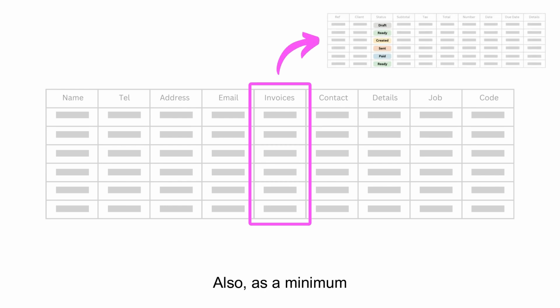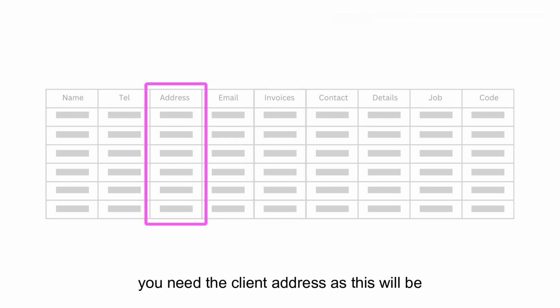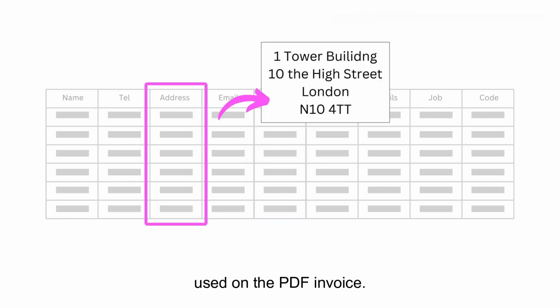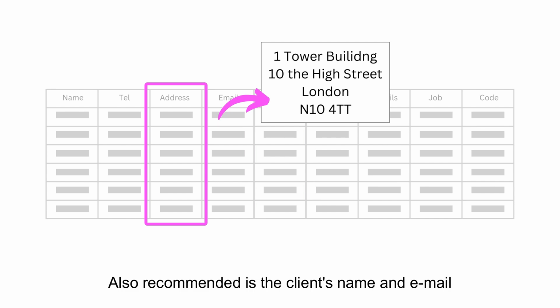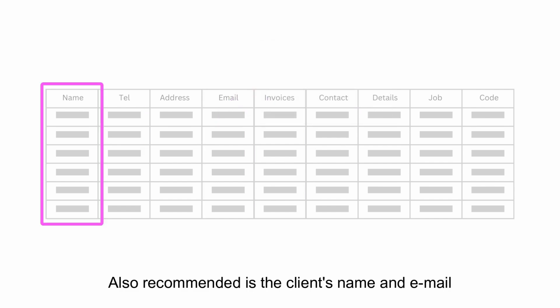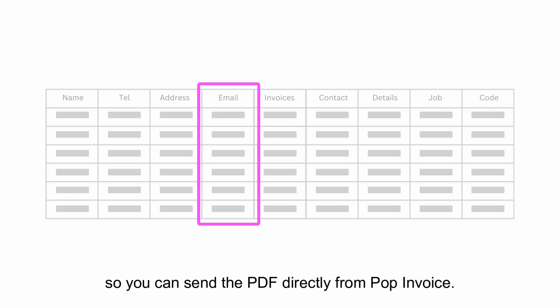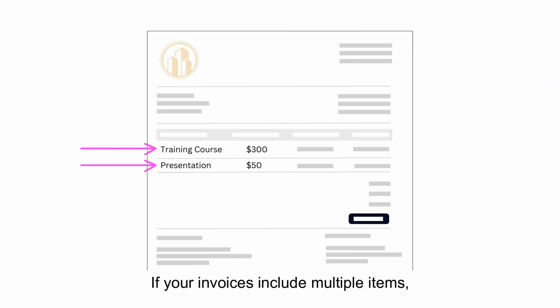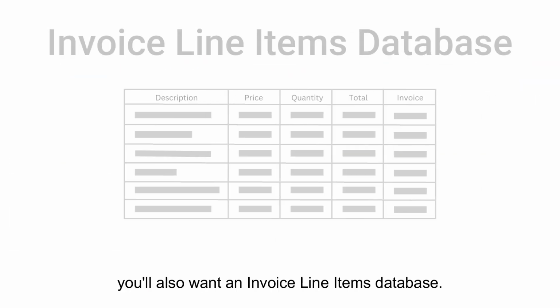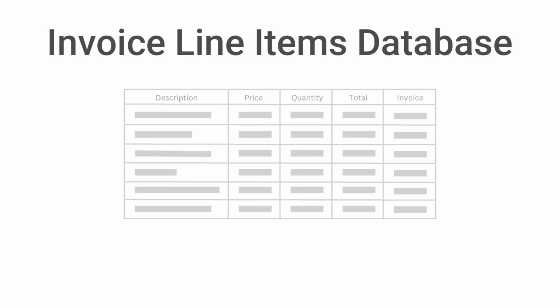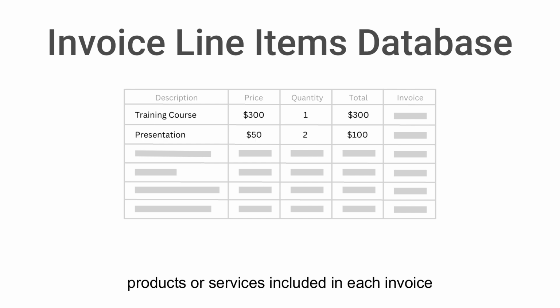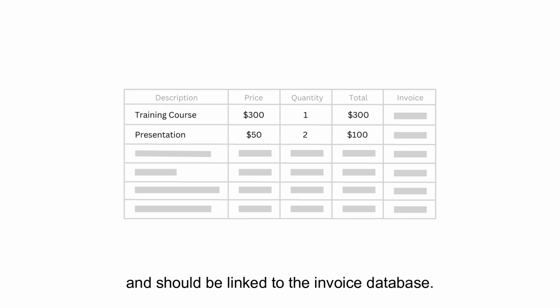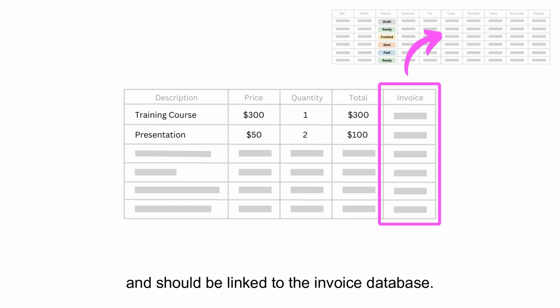Also, as a minimum, you need the client's address, as this will be used on the PDF invoice. Also recommended is the client's name and email, so you can send the PDF directly from Pop Invoice. If your invoices include multiple items, you'll also want an invoice line items database. This stores details about individual products or services included in each invoice and should be linked to the invoice database.